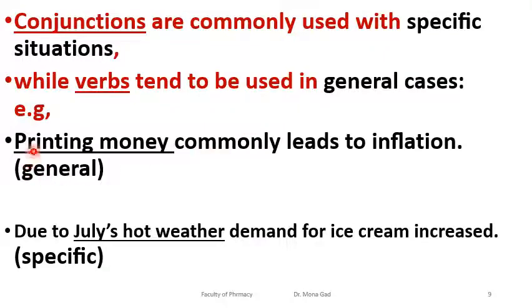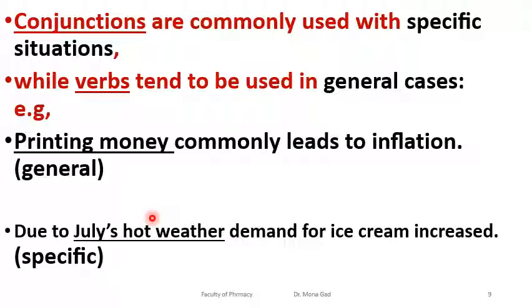Let's start with the second example. When I say, due to July's hot weather, due to, I started with a conjunction. Due to July's hot weather, conjunction and the cause. What happened due to July's hot weather? Demand for ice cream increased. I don't care about the effect now, but what's important to me is the cause. The cause here is not a general cause, it's a specific cause, a specific timing, which is July.